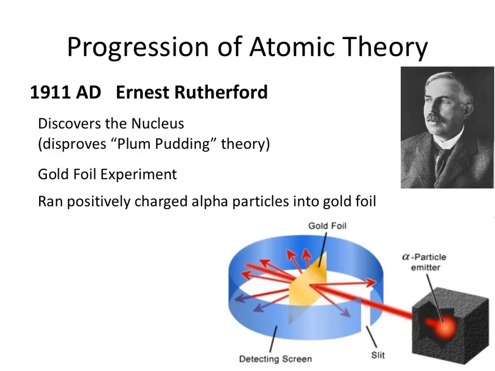So around the same time as Thomson was looking at the electron, Rutherford is doing experiments that lead to his discovery of the nucleus. His experiment is the gold foil experiment, and we're going to talk about this gold foil experiment and analyze how he was able to come to the conclusion of a nucleus being present in our atom.